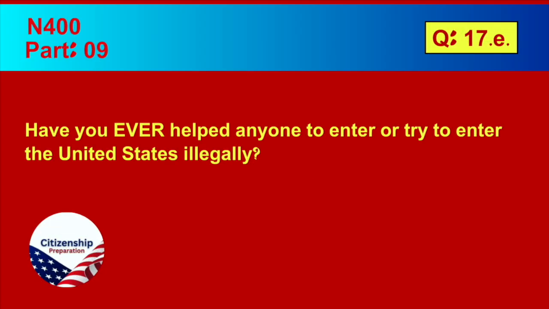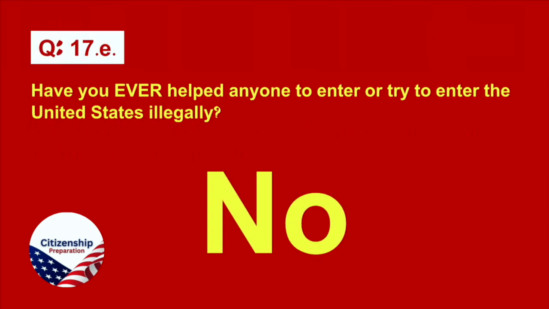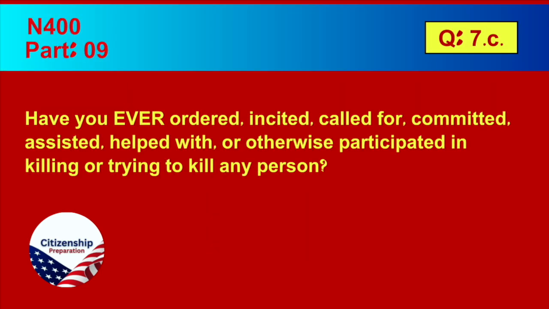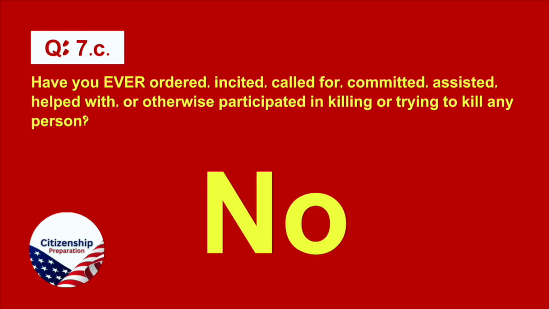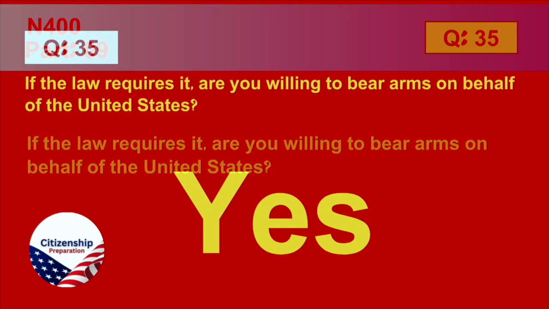Have you ever helped anyone to enter or try to enter the United States illegally? No. Have you ever ordered, incited, called for, committed, assisted, helped with, or otherwise participated in killing or trying to kill any person? No. If the law requires it, are you willing to bear arms on behalf of the United States? Yes.